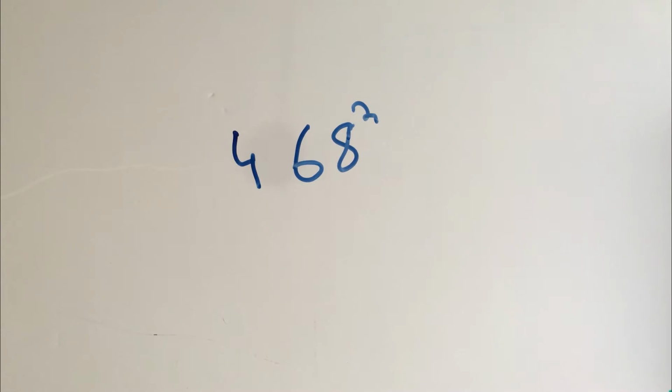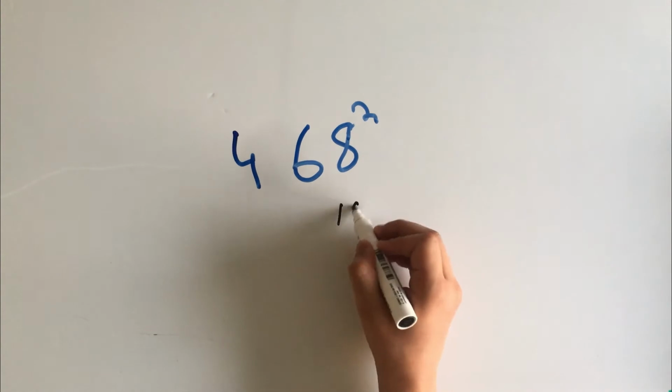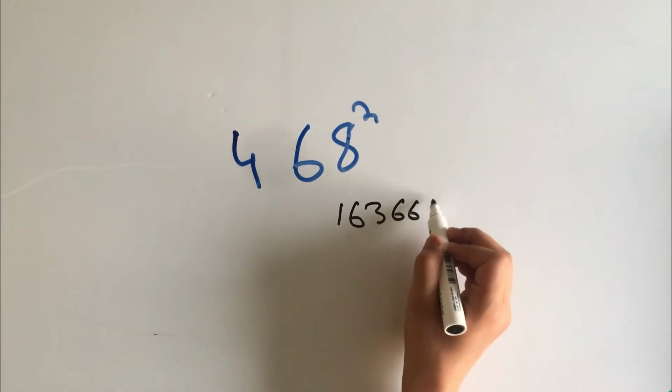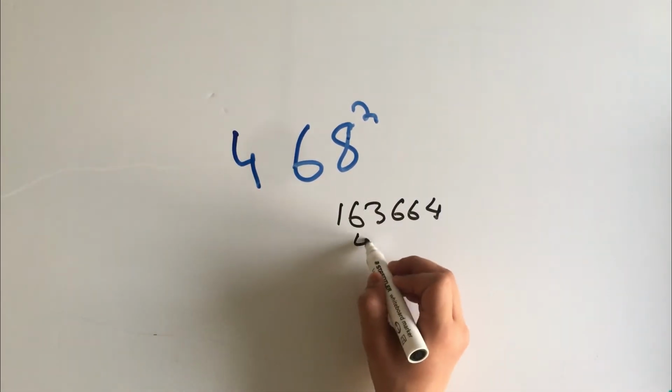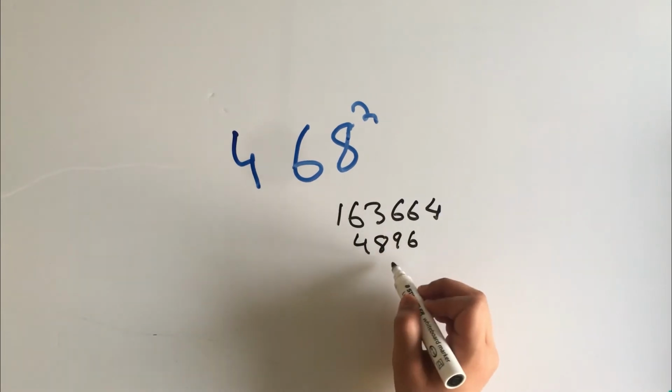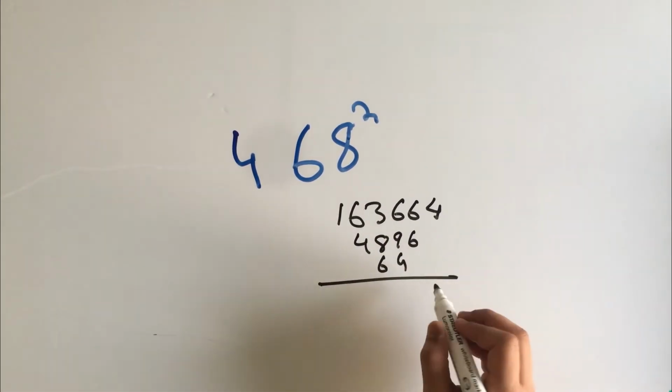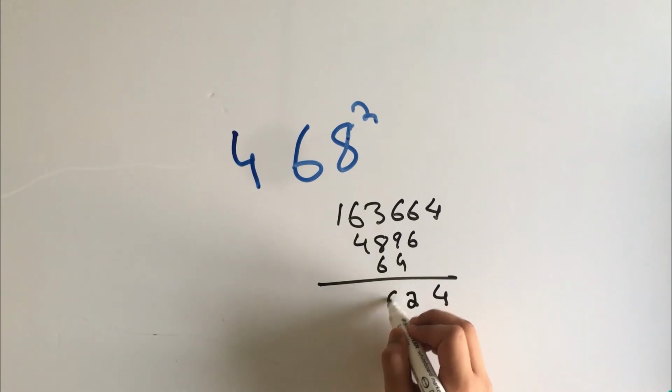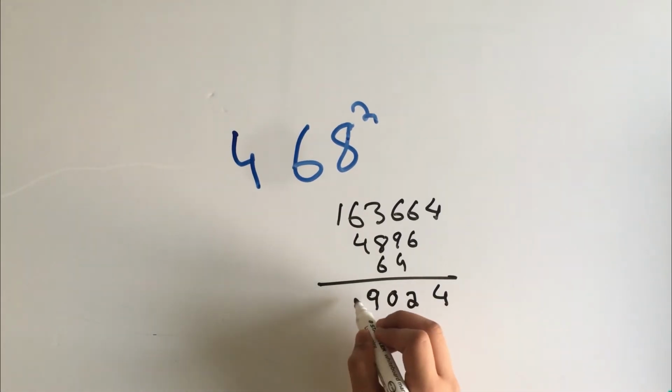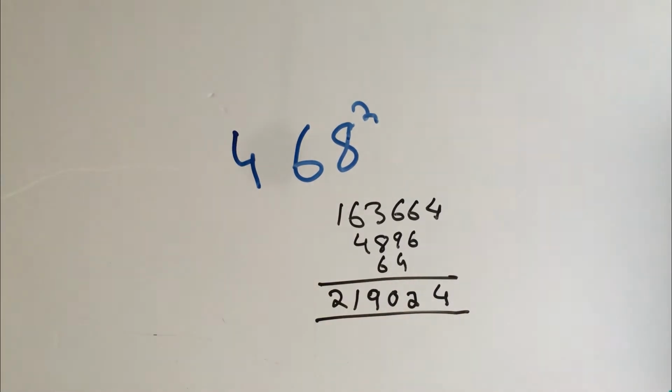This is how fast you could do a square of any number using the trick. So let me try to do it. There you go, I have finished. So that's the answer. Let's see if it's right using our calculators. 468 squared is 219,024. Okay, so let's see how you do the trick.